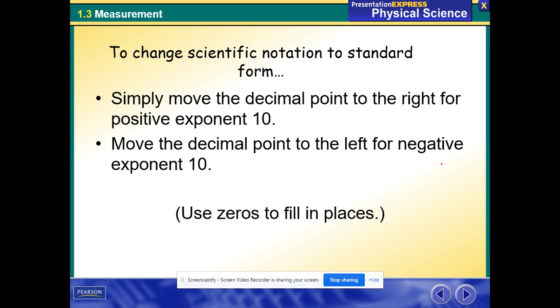You can do the same thing by reversing it. If you are given something in scientific notation, you can put it back in standard form. You simply just move the decimal to the right if the exponent is positive, and to the left if the exponent is negative. And the reason is, since you're undoing it, you would do the opposite of what you did before. So let's do a little bit of practice.